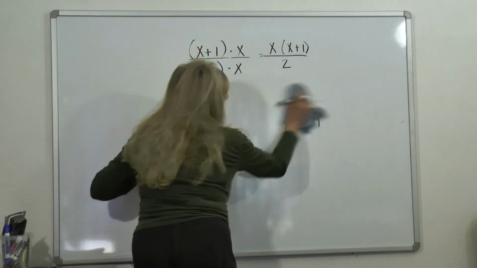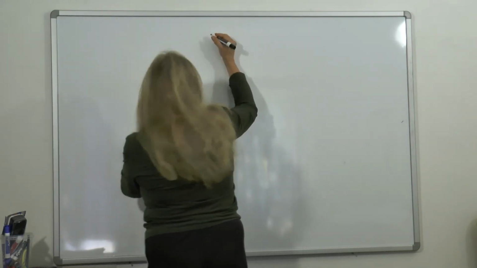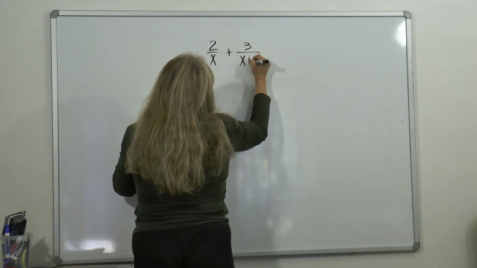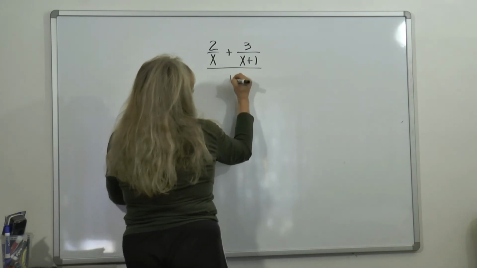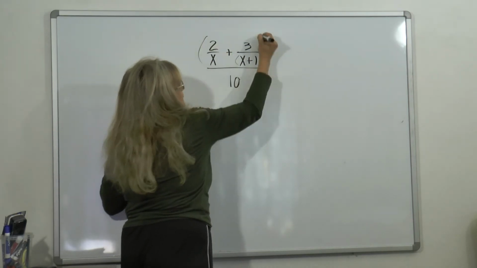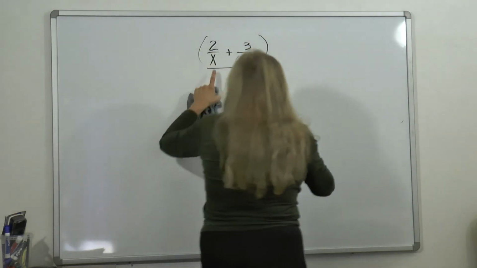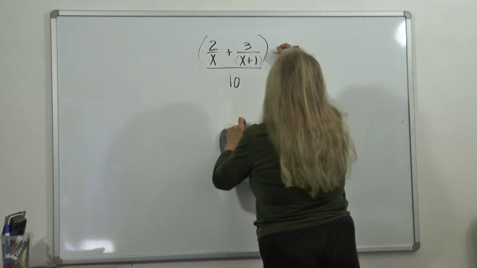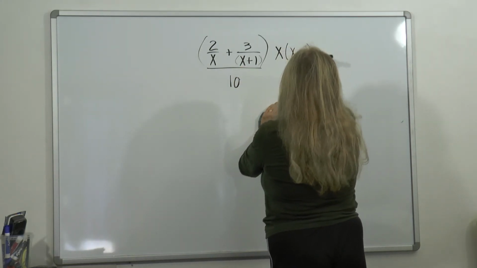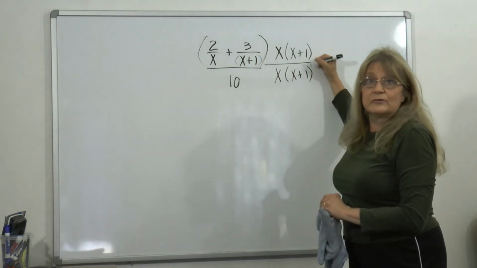If you have something a little more complicated, say I have 2 over x plus 3 over x plus 1, whole thing over, say, 10. Parentheses on your little binomial, parentheses on your big binomial. I want to eliminate both of these. To eliminate this, I would have to multiply this fraction by x. To eliminate this, I have to multiply it by x plus 1. Top and bottom have to be identical. Sure doesn't look like a 1, but it's worth 1.